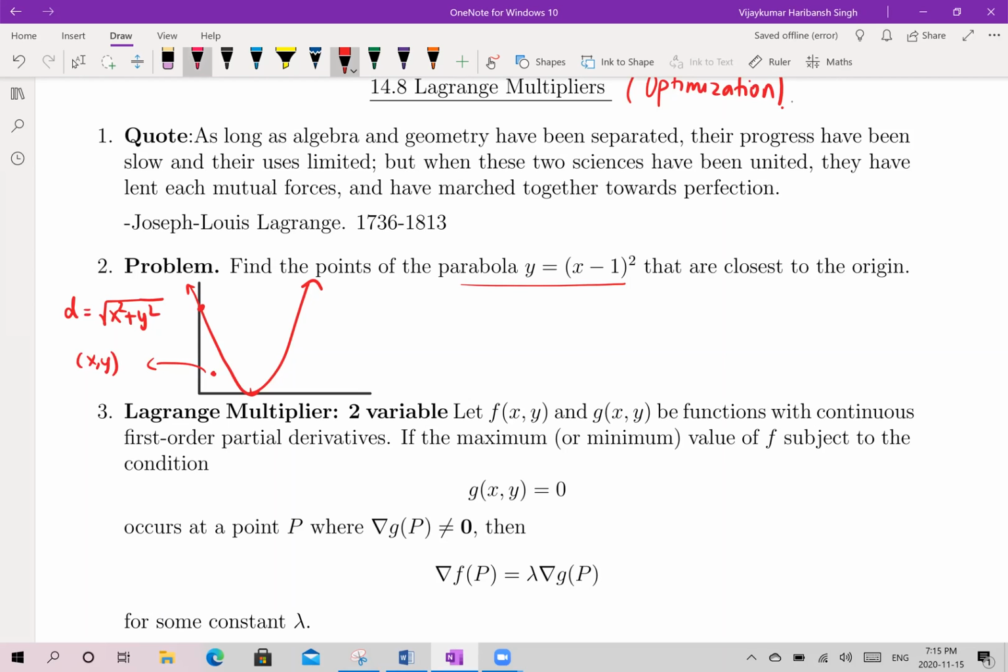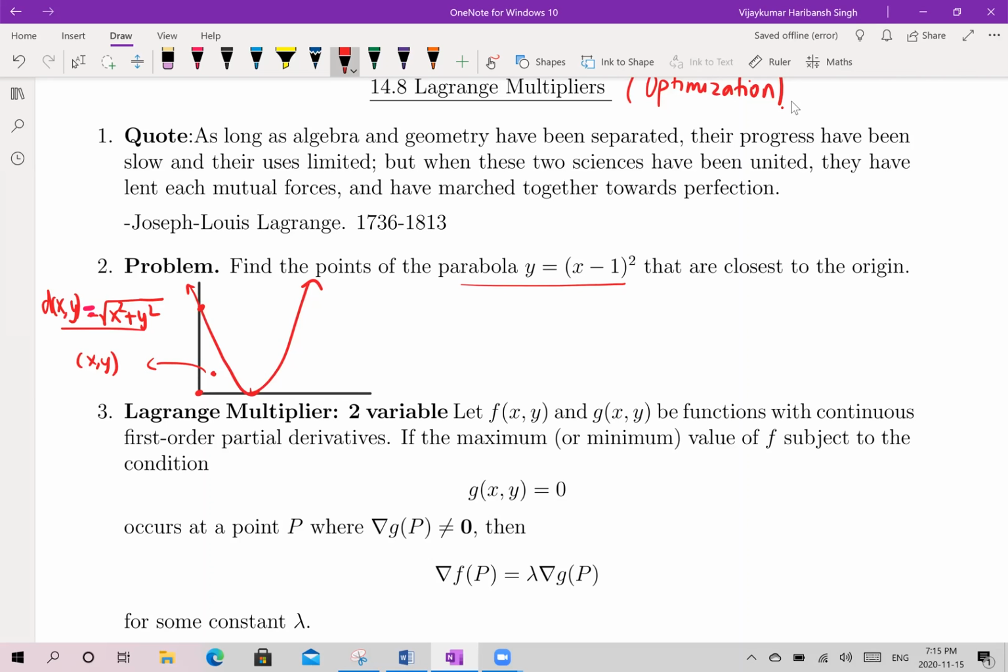Well, d is also a function. You can think about d as a function of x and y, right? If you change x and y, you get a different d. So we have d of (x, y) equals the square root of x squared plus y squared. Note that the point with the minimum of this function on its own is just the origin (0, 0), right? Because that is the closest point to the origin, namely itself.